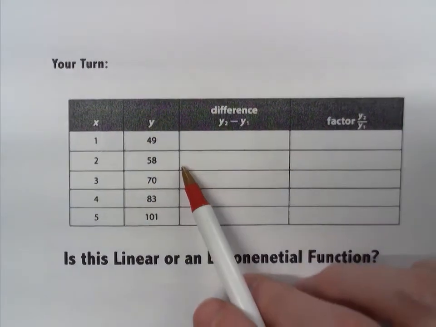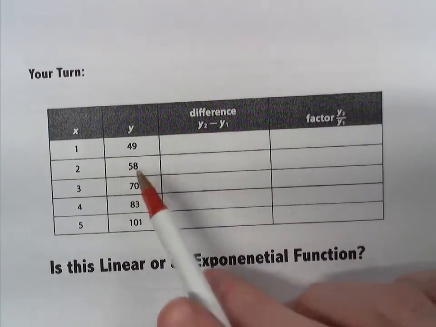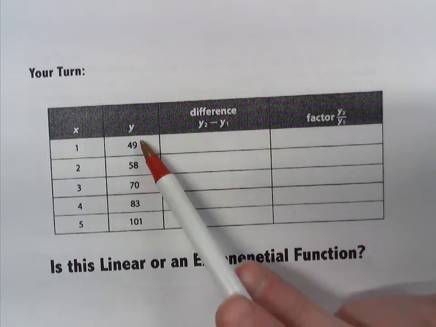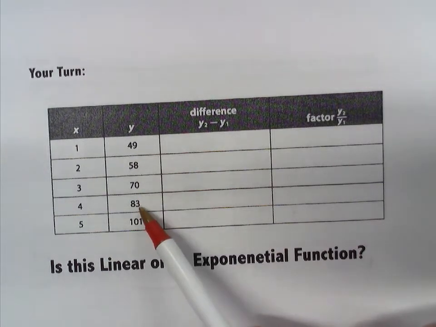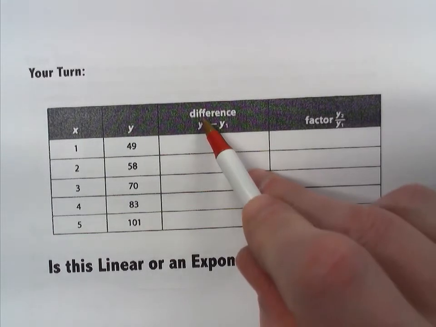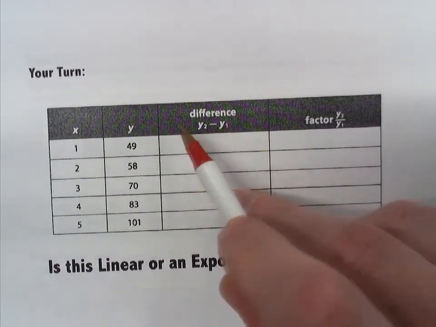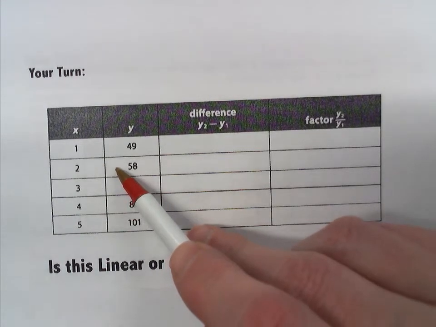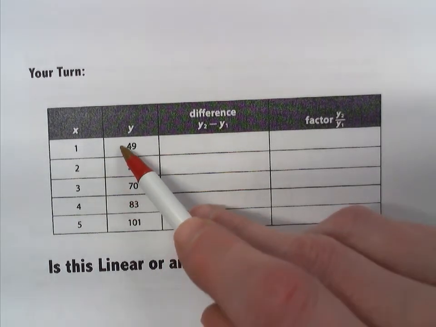So as we look at this, you can see here x is going up, 1, 2, 3, 4, 5, and y is also going up. You can kind of tell by looking at it that it looks very exponential. So the first thing we're going to do is difference: y2 minus y1. y2 is always this value minus the value before it.